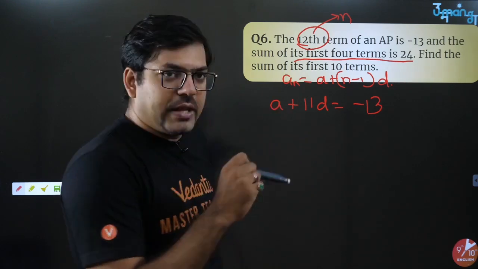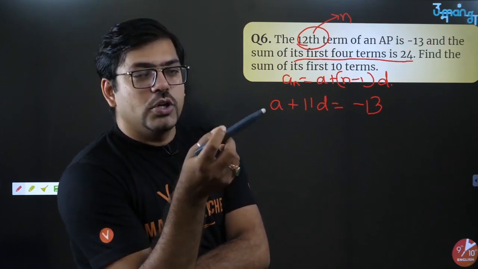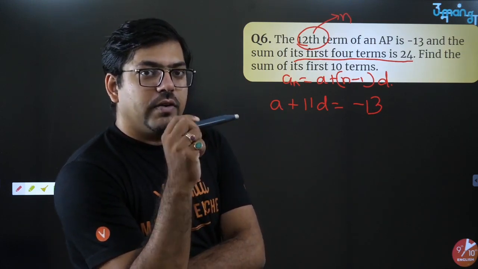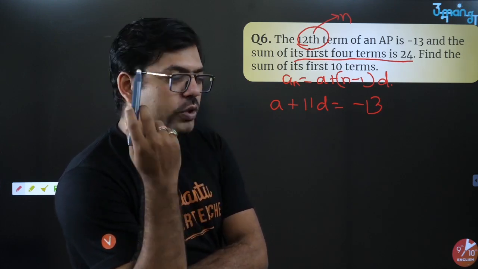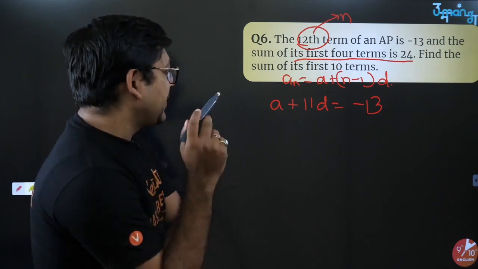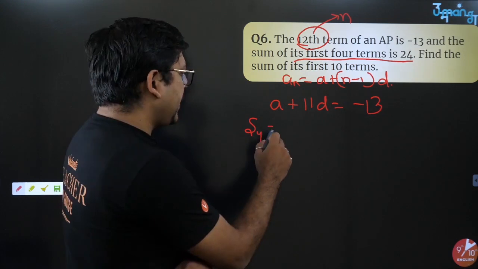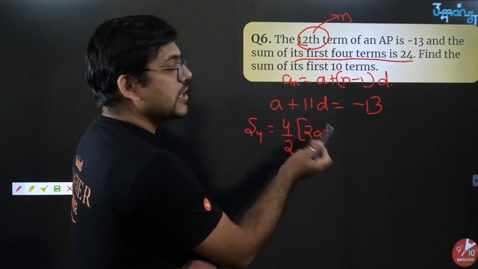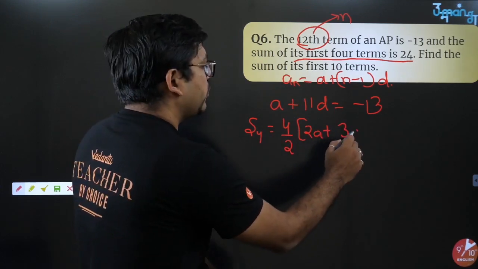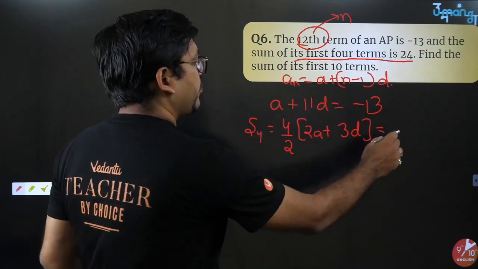So here, there is one method where you can apply the formula of S4, the sum of first 4 terms. Why get into a new thing unnecessarily? Let's follow that only. So if I write S4, that is n by 2, so 4 by 2 into 2a plus (n minus 1), that is 4 minus 1, into d, so 3d. The sum of first 4 terms, we got, is equal to 24.